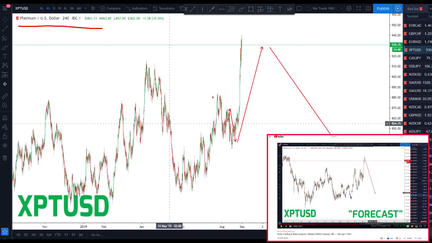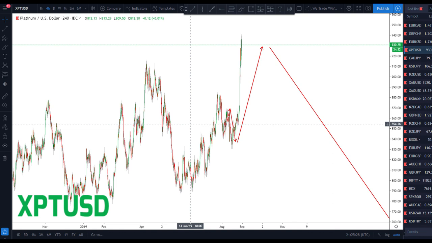XPT, for this one, if you remember, from here we did say, guys, the structure could change to the upside. Be careful, we are expecting one more move up. And the market moved exactly as expected. Now, in this one, guys, we are looking for our sell setups.